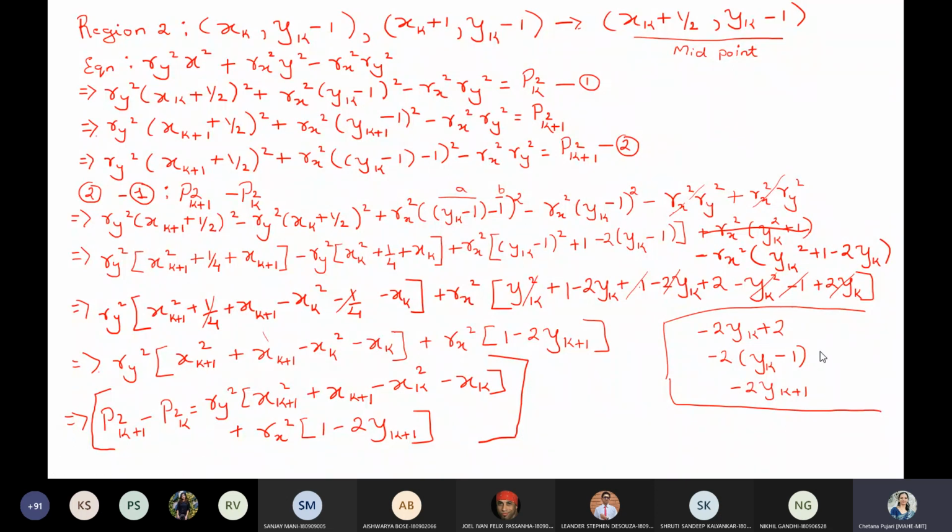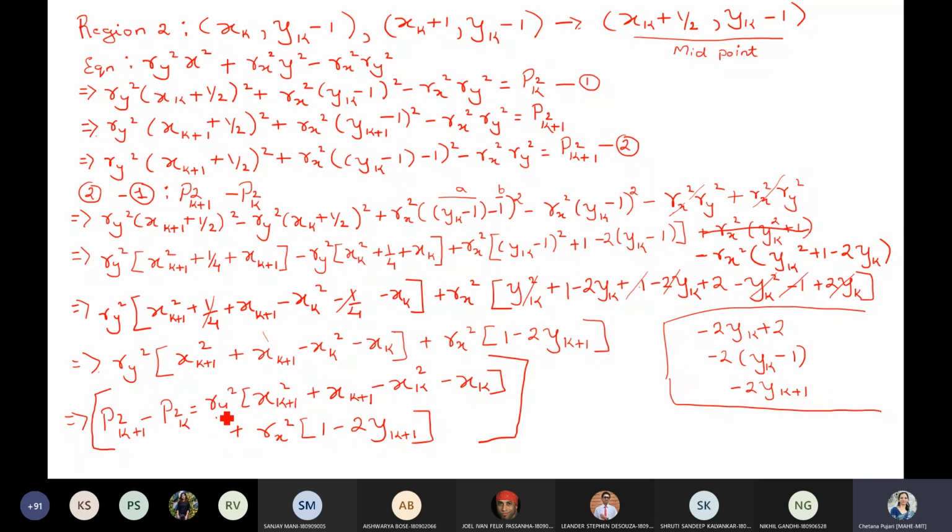So why have we done it? Because you want to replace, we have taken minus 2 common, you got yk minus 1. So what we get? Minus 2 into y of k plus 1, because yk minus 1 is nothing but y of k plus 1. So hence we have written it as y of k plus 1. So after substitution you got this.